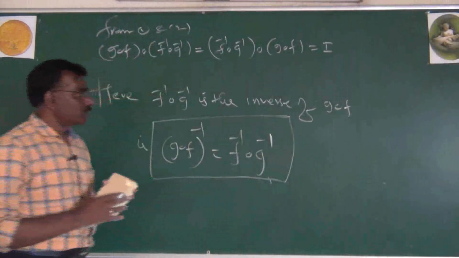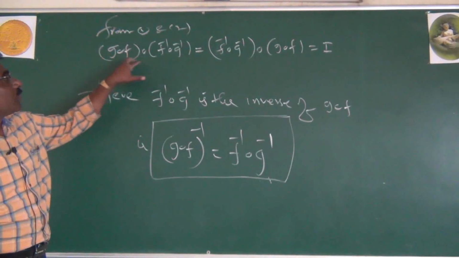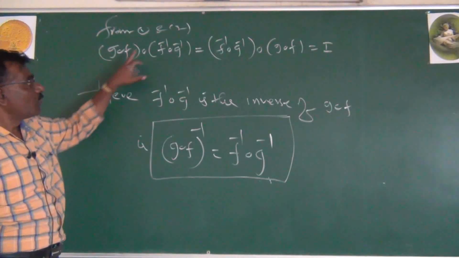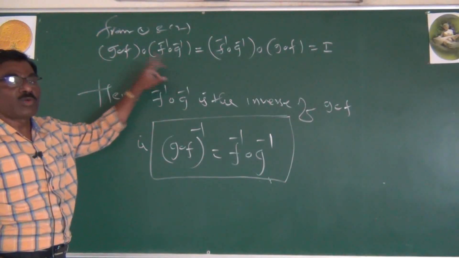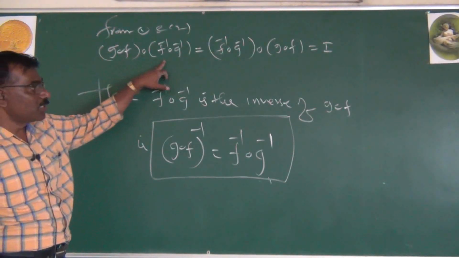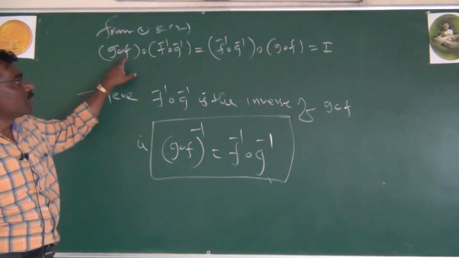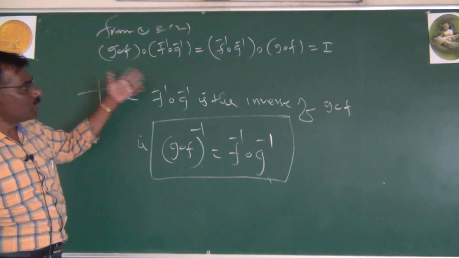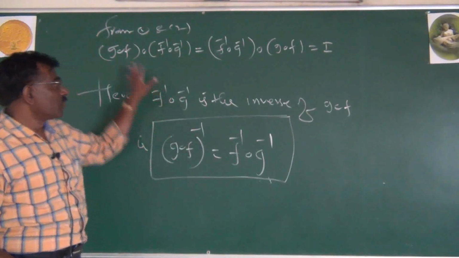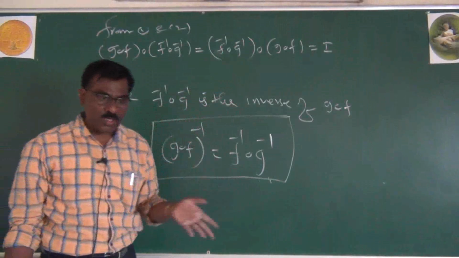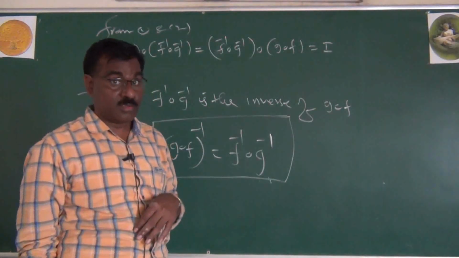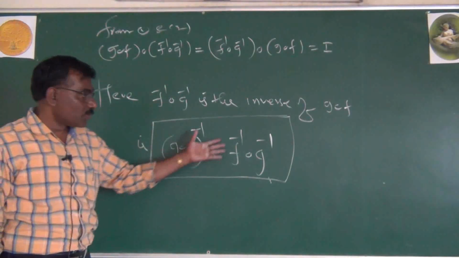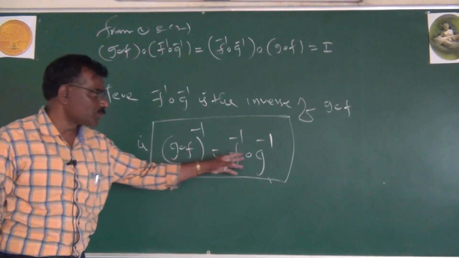This is important, I'll repeat once again. First we prove this is identity, second is also identity. What is this? This is the inverse of this, or the inverse of g composition f is this. So g composition f is invertible, with (g∘f) inverse equal to f inverse composition g inverse.